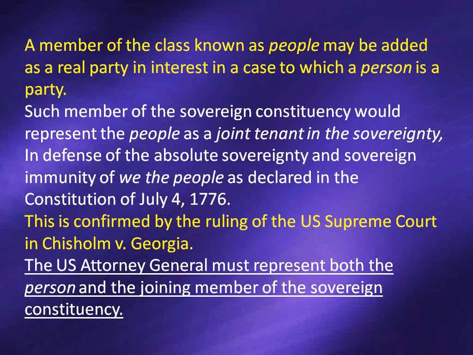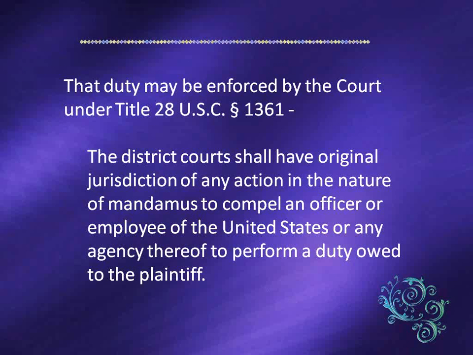Such member of the sovereign constituency would represent the people as a joint tenant in the sovereignty, in defense of the absolute sovereignty and sovereign immunity of we the people as declared in the Constitution of July 4th, 1776. This is confirmed by the ruling of the U.S. Supreme Court in Chisholm versus Georgia. The U.S. Attorney General must represent both the person and the joining member of the sovereign constituency. That duty may be enforced by the courts under Title 28 U.S.C. Section 1361, which states, the district courts shall have original jurisdiction of any action in the nature of mandamus to compel an officer or employee of the United States or any agency thereof to perform a duty owed to the plaintiff.